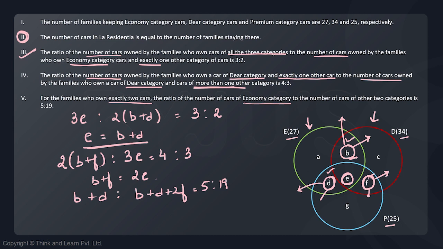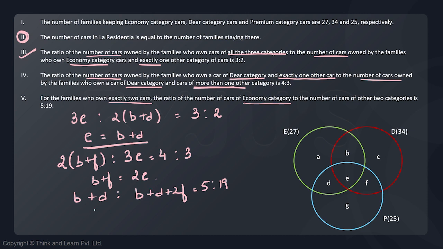This whole thing is now there with us. I'm sure that all these equations are clear to you. Once these equations are clear, after that we can move ahead and solve some of the things. How do we solve them? Let's check. So when I say B plus D and B plus D plus 2F are in a ratio of 5 is to 19, so what can they be? Let me check that one by one.